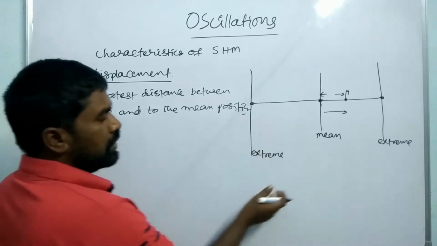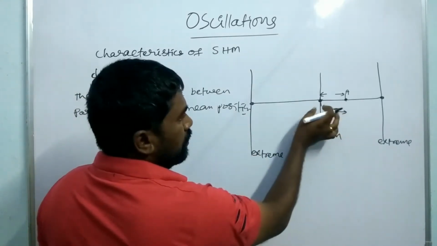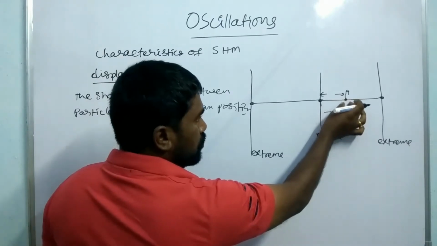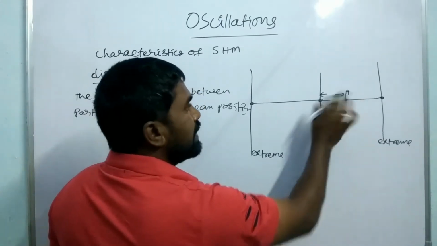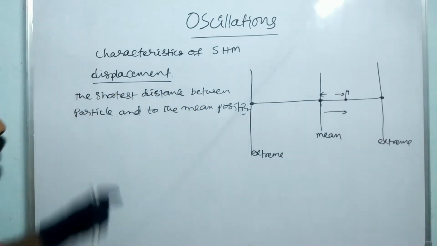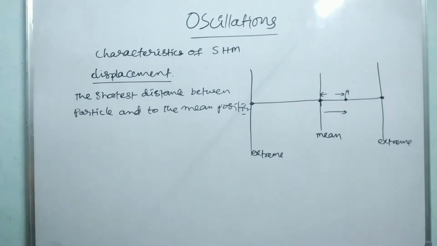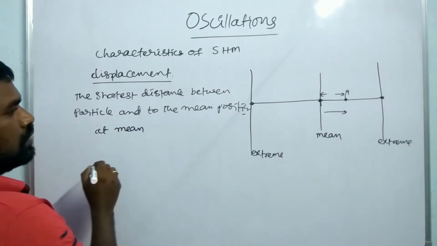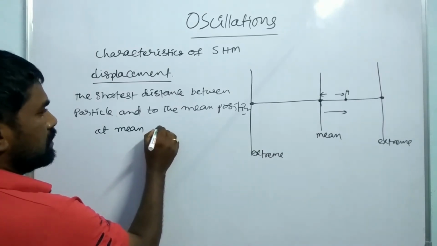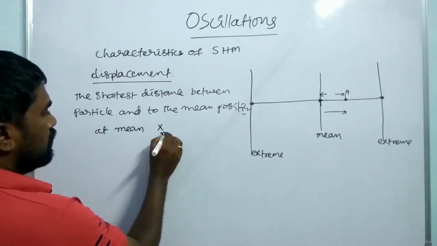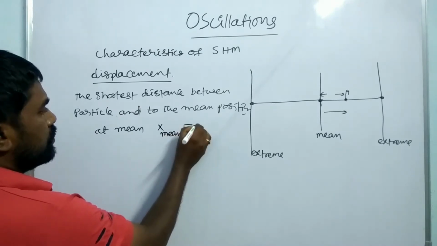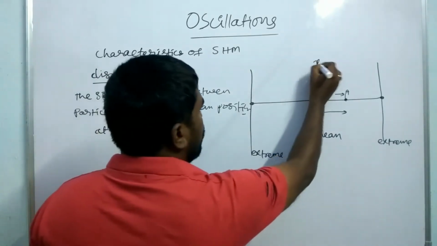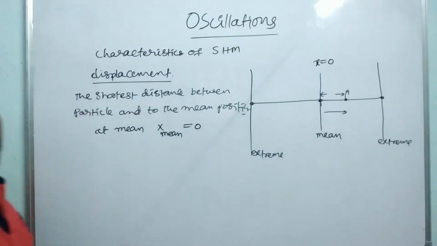So here what I am saying is the distance between the mean position and the position of the particle at any instant of time. That is the displacement of the particle. At the mean position, the displacement x mean is equal to 0.